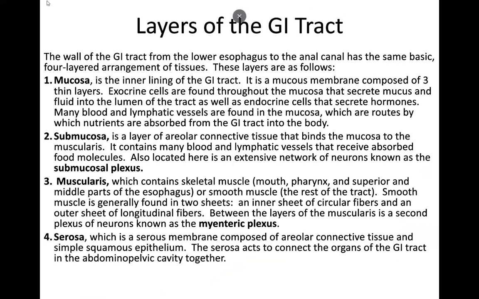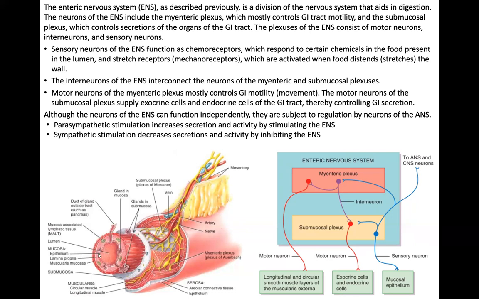Okay. We're also going to find a lot of blood and lymphatic vessels in this mucosa. And that's because these are the routes by which nutrients are going to be absorbed from the tract and into the body. Okay. And this illustration really doesn't do it justice, but this layer is going to have a lot of blood vessels and lymphatic vessels.